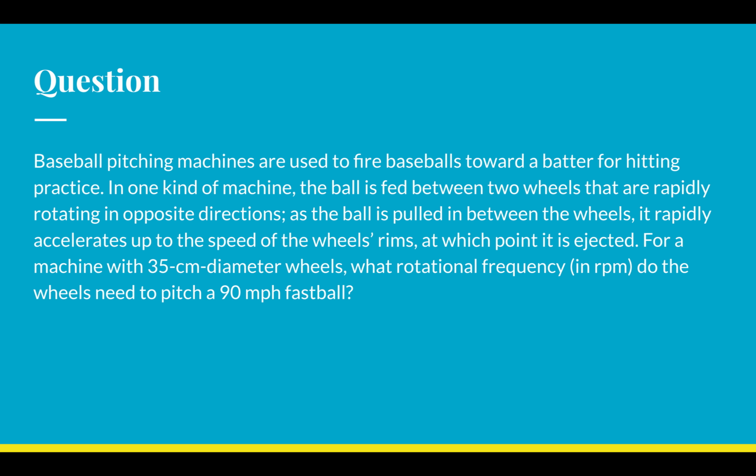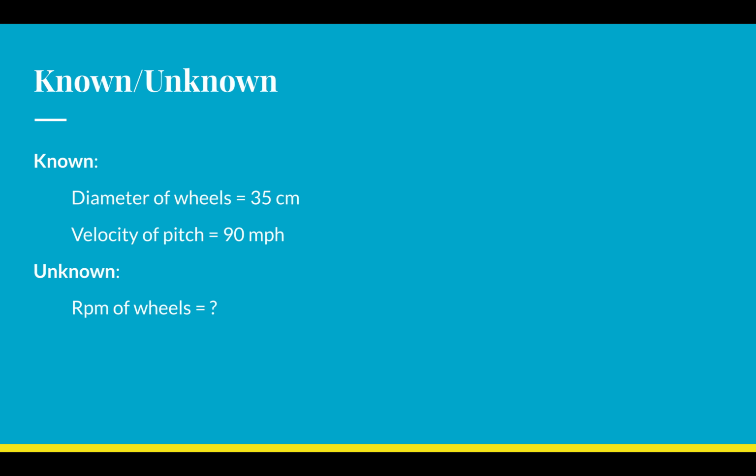The question I chose is: baseball pitching machines are used to fire baseballs towards a batter for hitting practice. In one kind of machine, the ball is fed between two wheels that are rapidly rotating in opposite directions. As the ball is pulled in between the wheels, it rapidly accelerates up to the speed of the wheel's rims, at which point it is ejected. For a machine with a 35 centimeter diameter wheel, what rotational frequency in RPM do the wheels need to pitch a 90-mile-an-hour fastball? Right, so we'll find our knowns and unknowns.